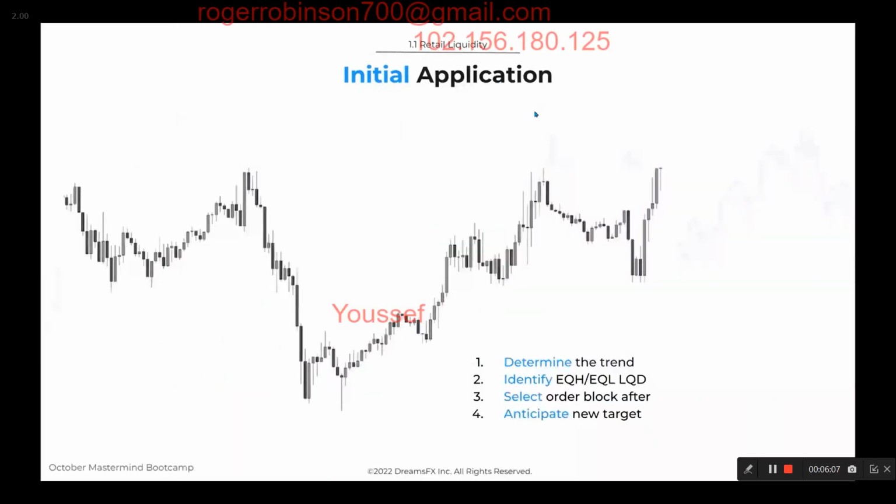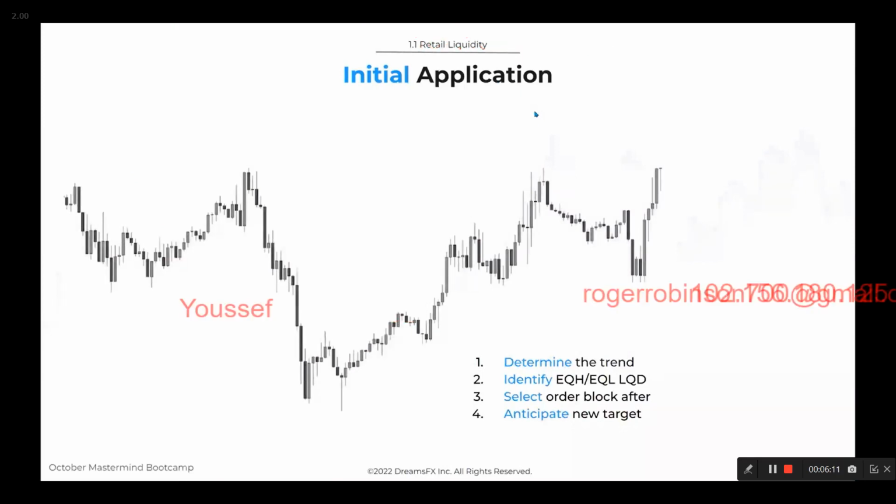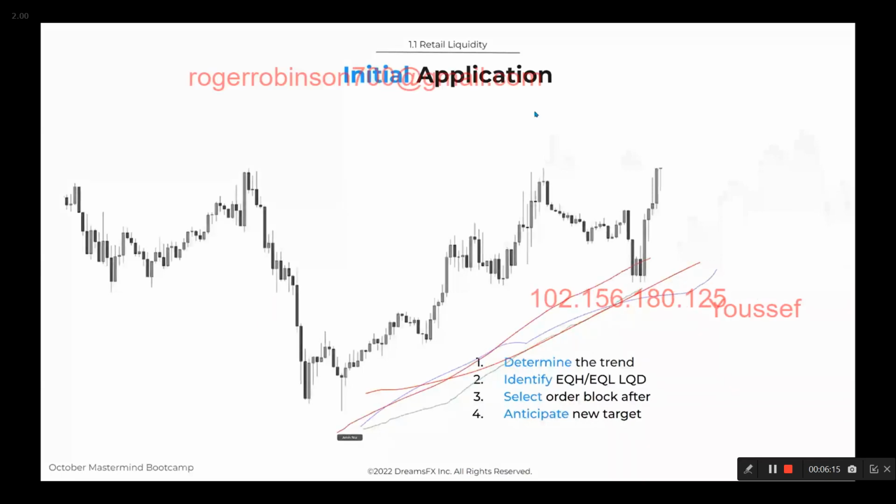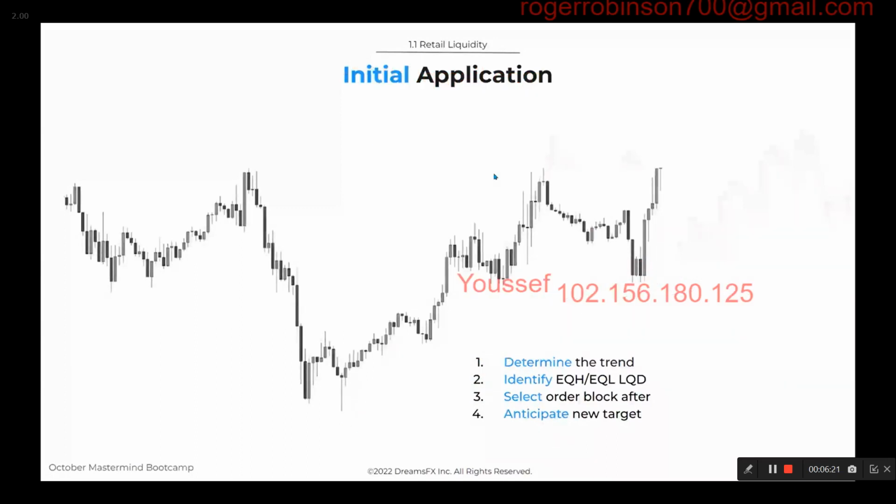So in this example, we're going to do one more, on to the next one. Everyone go ahead and identify, in this case, determine the trend. What is the trend? All right, everyone's saying buys. Awesome, yes, so we are bullish. After we identify the trend, what's the next thing we identify? We are in a bullish trend. Where do we look to buy below?